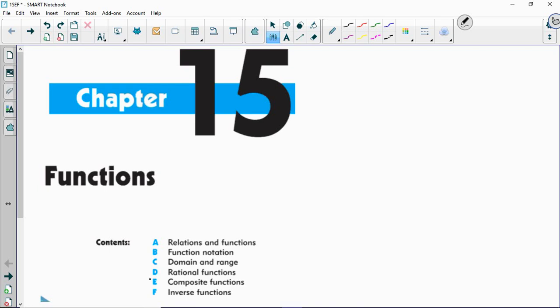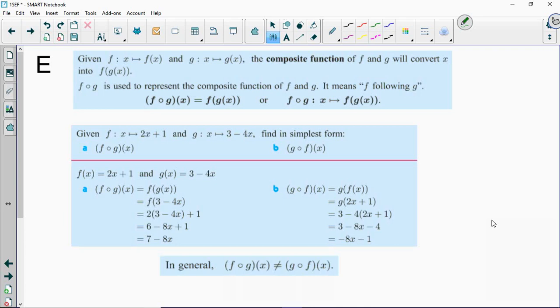Okay, let's finish off chapter 15, folks. Composites and inverses. There are two different notations that we need to know. They both mean the exact same thing. This is a function g followed by a function f. It's a little more obvious, I think.